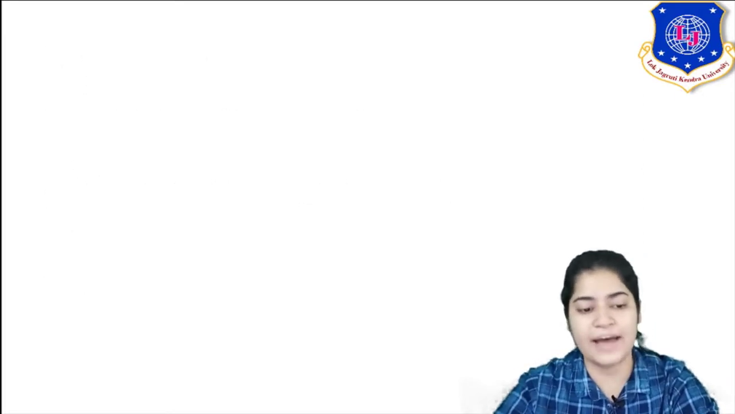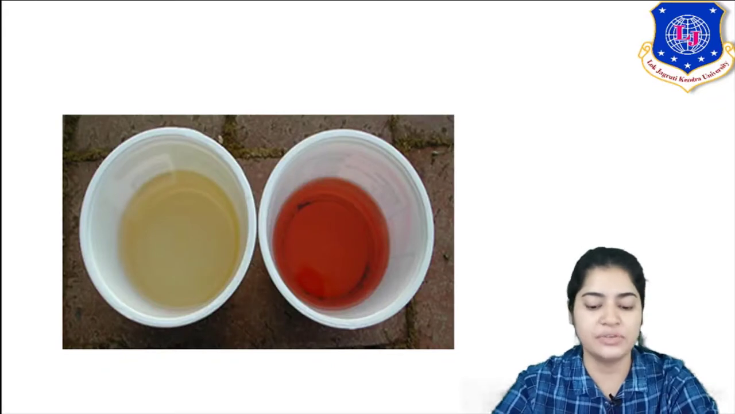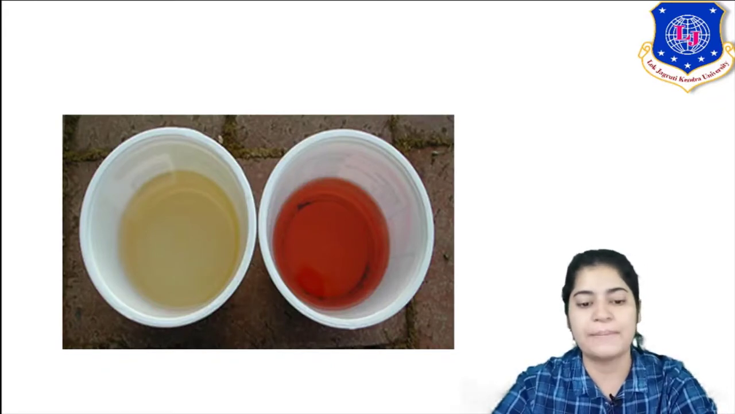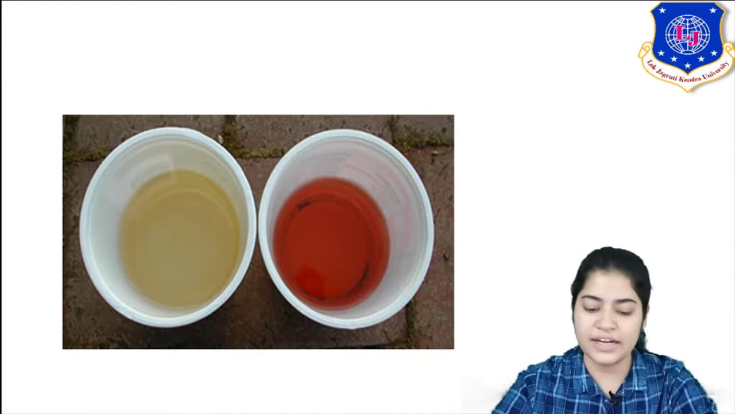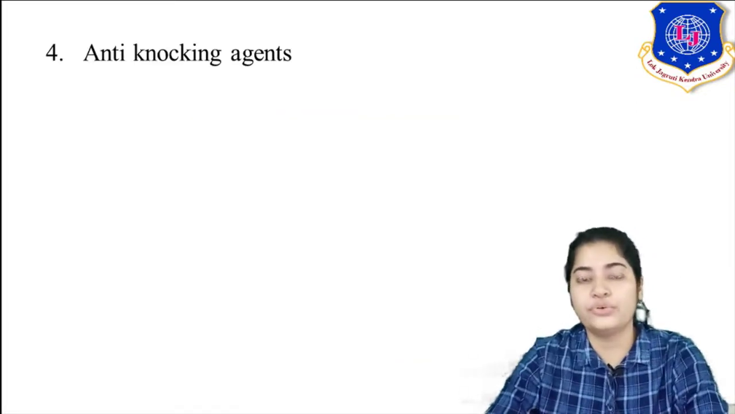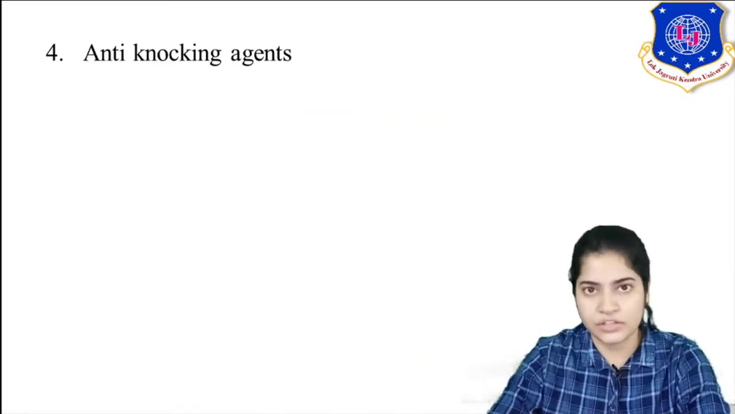So let's see what happens when oxidation occurs. You can see the difference in the two samples. The right one shows the formation of gum. Slowly gum formation takes place and it settles down at the bottom. Hence antioxidants are used. So now talking about anti-knocking agents.